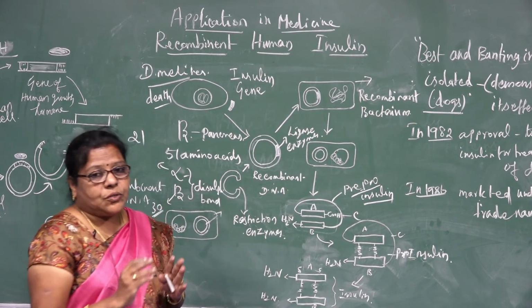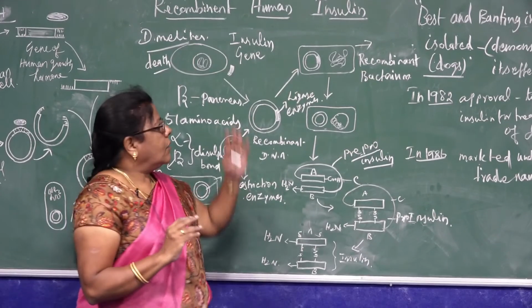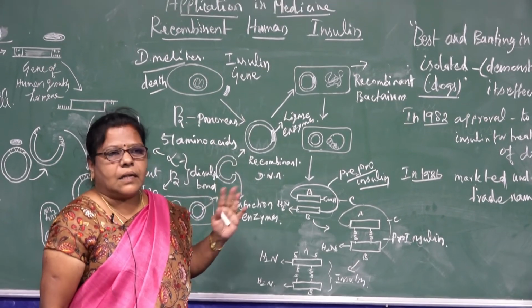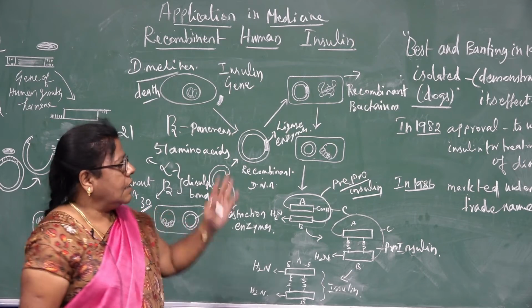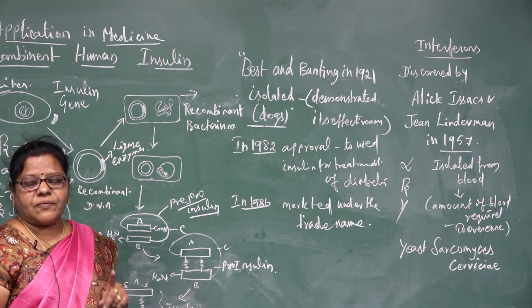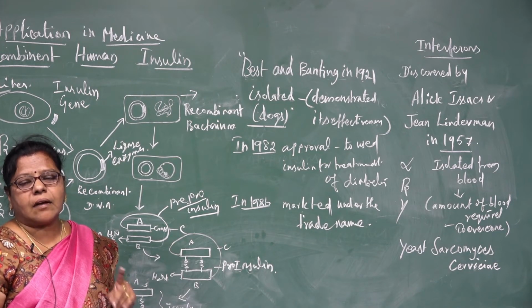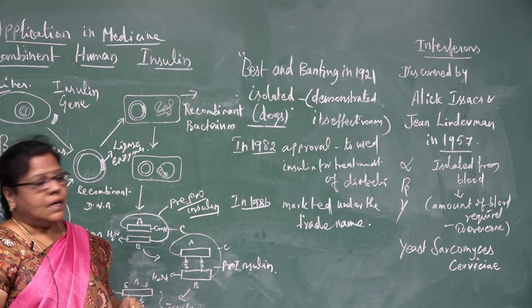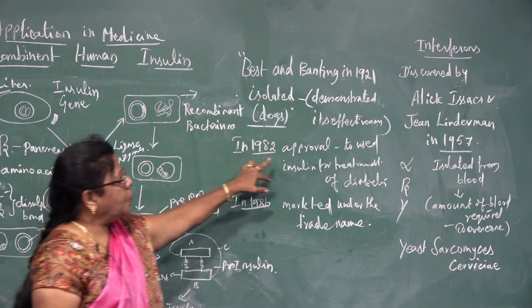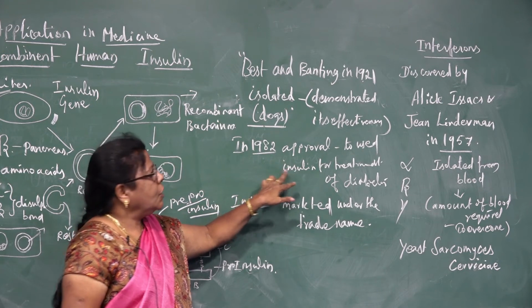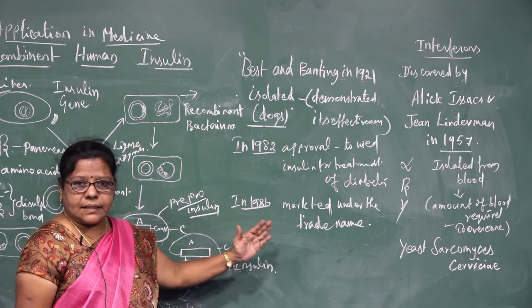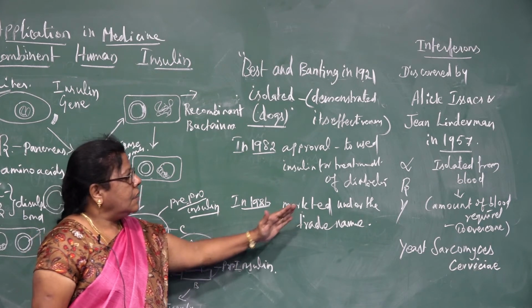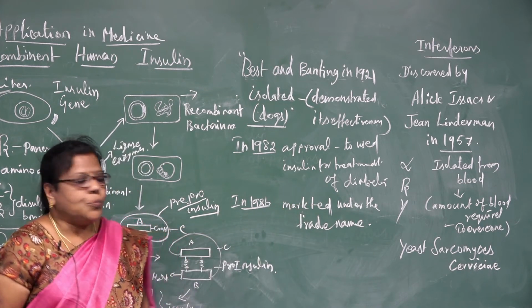In this way, insulin is produced by the recombinant DNA technique. It is used to treat the disease or disorder of diabetic persons. Insulin was the first product produced by recombinant DNA technology. In 1982, it was approved by the government for use in the treatment of diabetes. In 1986, it was marketed under the trade name Humulin.